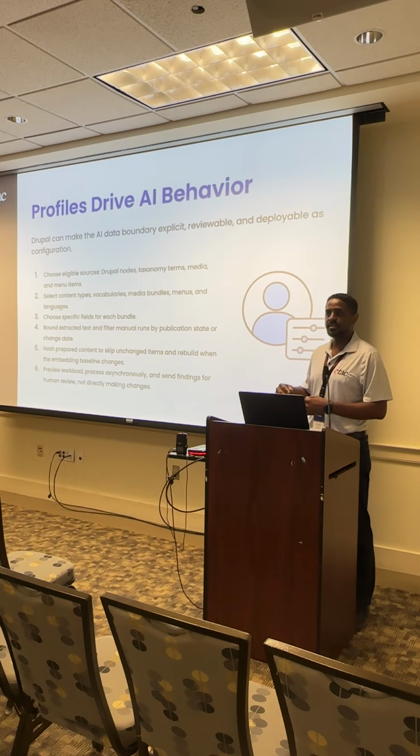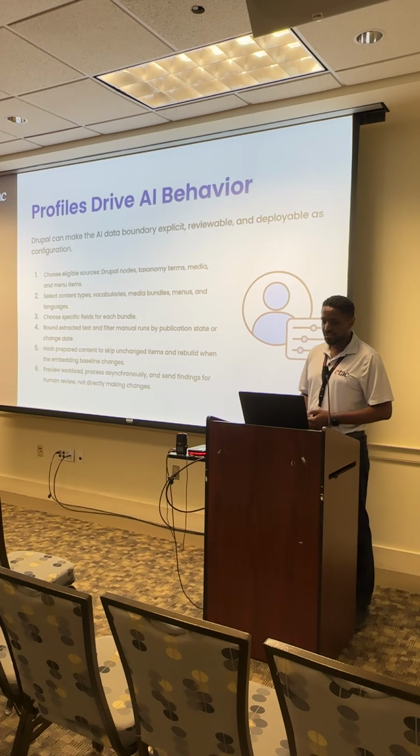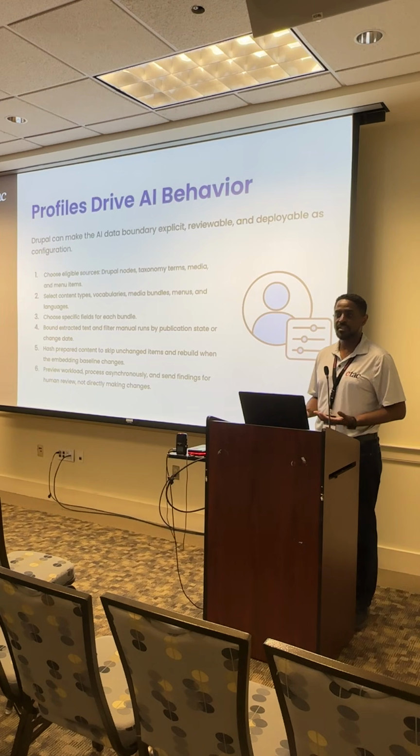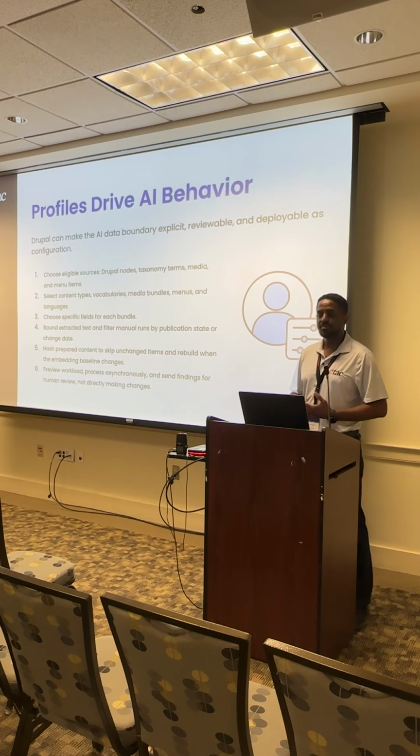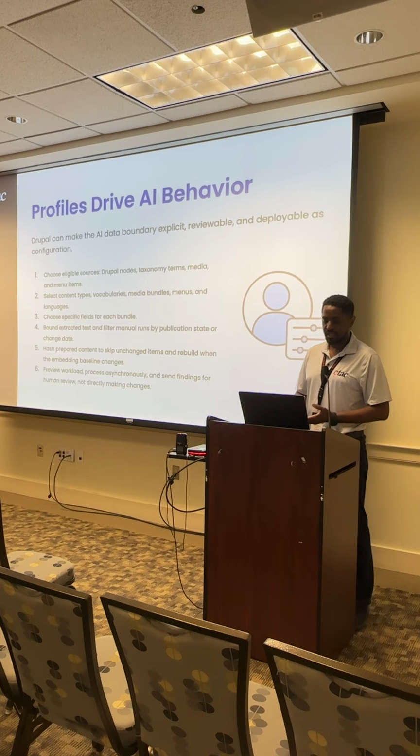So if you wanted to see a different subset, create a different version of that baseline, compare differences between different sets of parameters and data to allow a user to really understand what's going on or the story that their content is telling, you should be able to do that. And that's really what profiles allow you to do. You can choose those eligible sources, as I mentioned, the content types, fields, bound extracted text, and filter runs by publication state, change date, and of course it hashes all the prepared data.